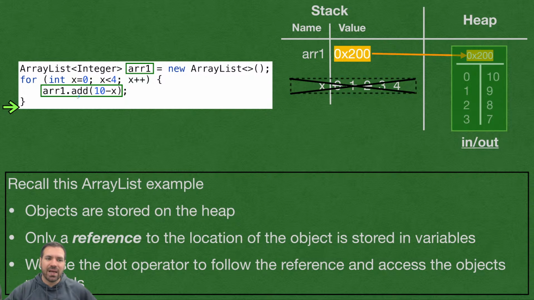I want to add this value to this ArrayList object. I need to know what object that is, and we do that by calling it through an object, and then the add method will use the keyword this to add it to that specific object on the heap.